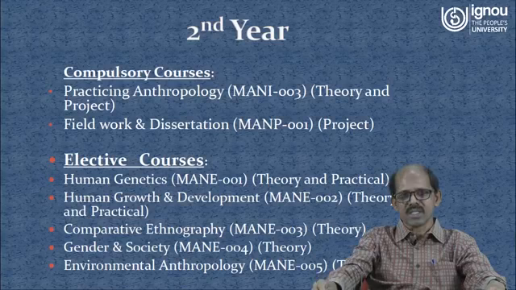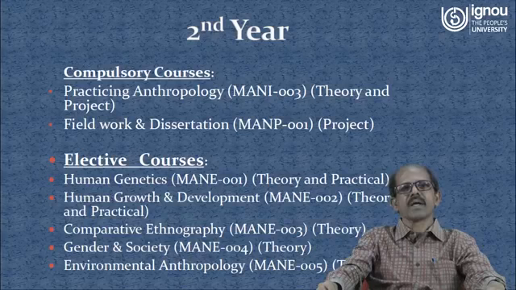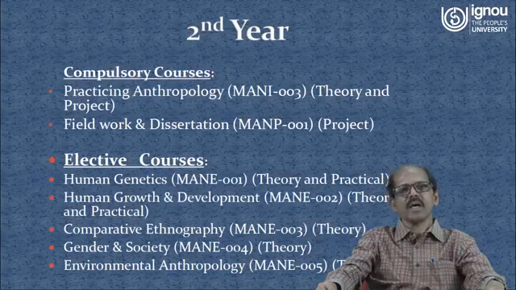Coming to the courses offered in the second year, there are 2 compulsory courses. They are practicing anthropology and fieldwork and dissertation. The course practicing anthropology is a compulsory course which has theory and a project component. However, the fieldwork and dissertation is completely devoted to the project component. There is no theory in it.